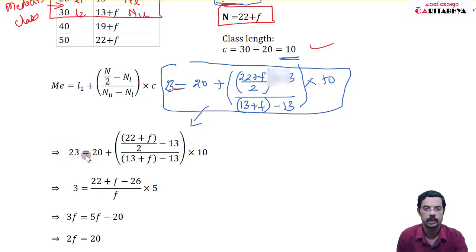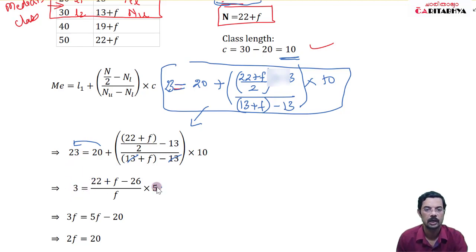Okay, so 23 equal to 20 plus 22 plus f by 2 minus 13, whole divided by 13 plus f minus 13. This 13 and this 13 can be cancelled, into 10. Now when you simplify, 13 into 2 is 26. The 2 will come in the denominator, and that 2 will get cancelled with 10 and we'll get 5 here. So 3 will be equal to... why 3? This is 23 minus 20. This 20 will go there and it becomes 3 here.